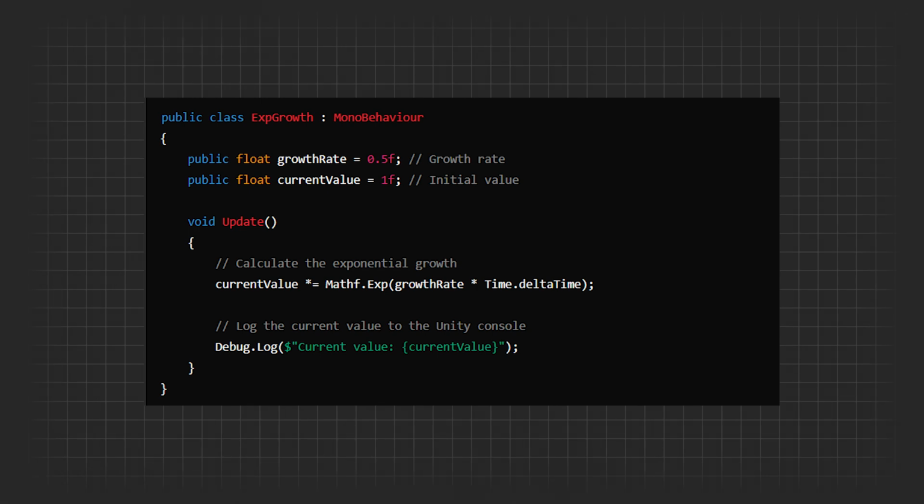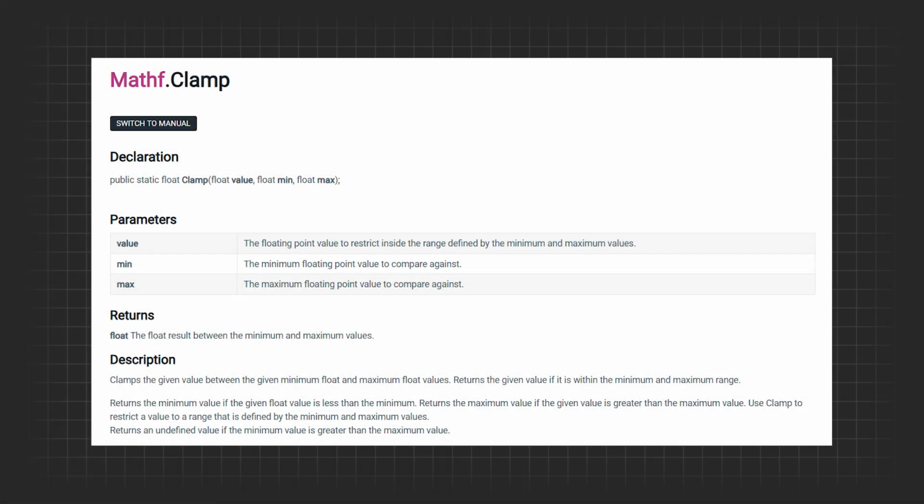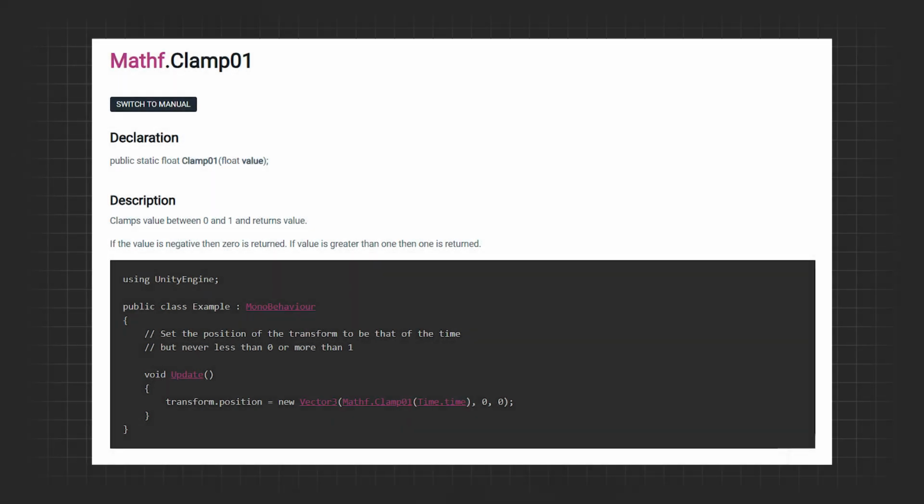However, you might not want the number to keep increasing or decreasing indefinitely. To set limits, you can use the Clamp function, which restricts the value within specified limits. If you need to clamp a number between 0 and 1, you can use the Clamp01 function directly.